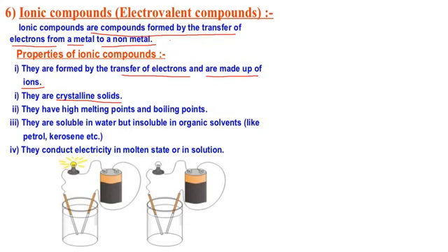They have a high melting point and high boiling point because of the strong bond, and these strong bonds require a high amount of energy to break down. So that is why they have a high melting point and high boiling point.